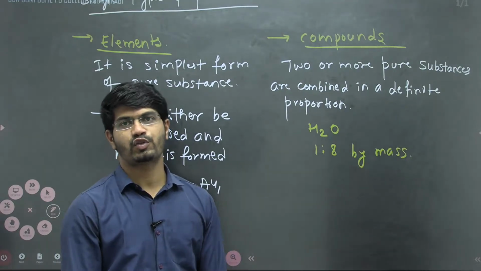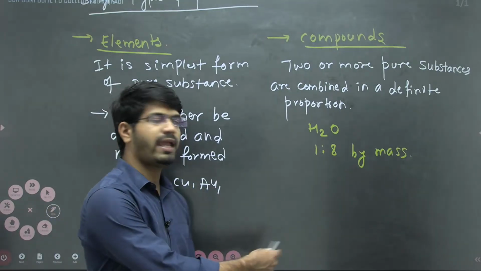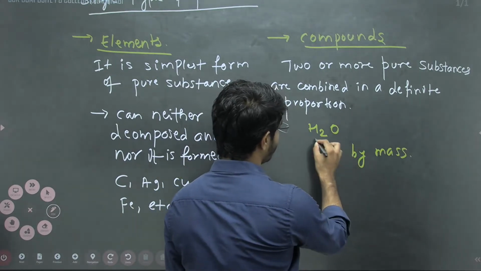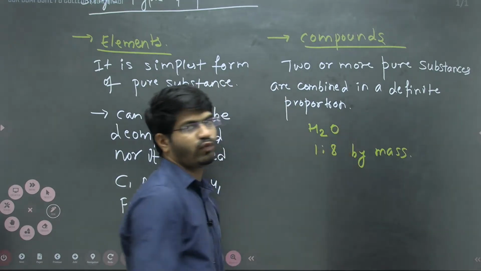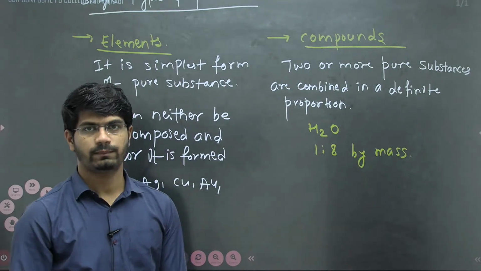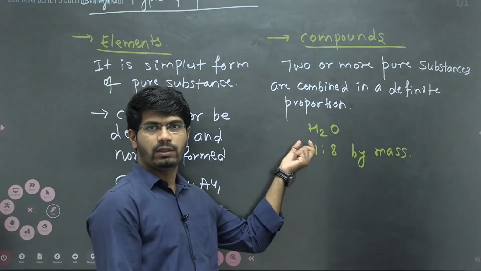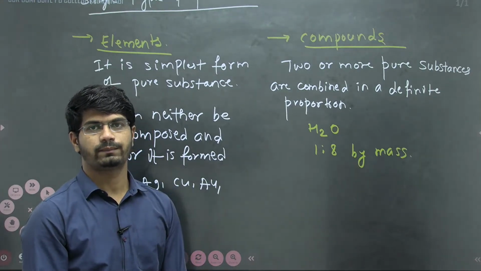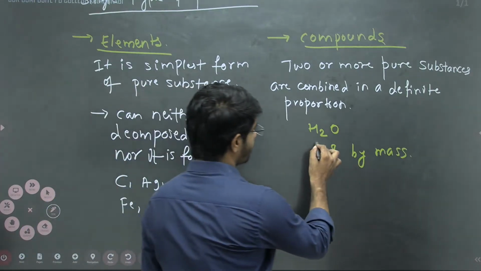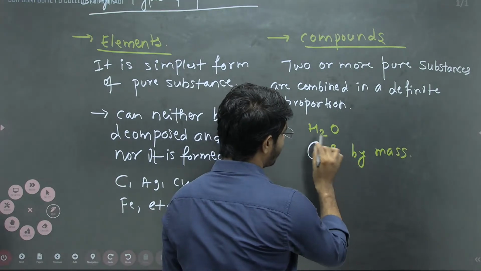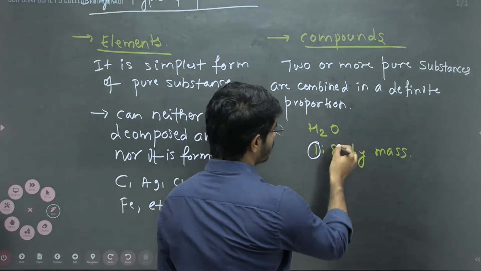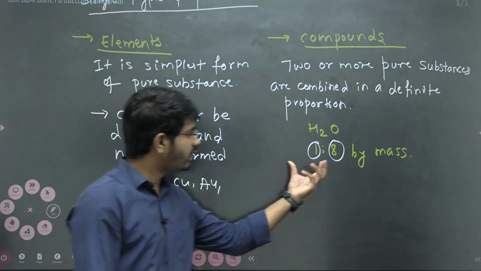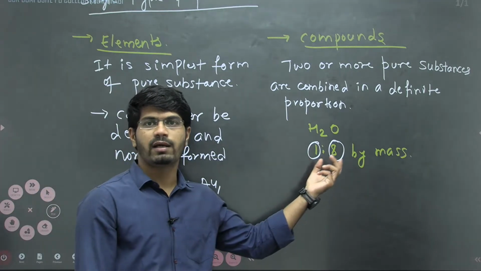But we never take a ratio of atoms. We always take the ratio by their mass. So the mass of hydrogen is 1, and each hydrogen is combined with 8 mass of oxygen. The mass of oxygen is 16, and since we have 2 hydrogen, each hydrogen gets combined with 8 mass of oxygen. So this is our definite proportion, definite ratio.